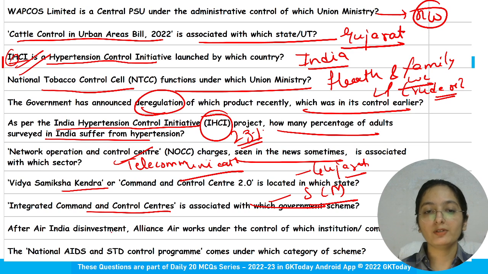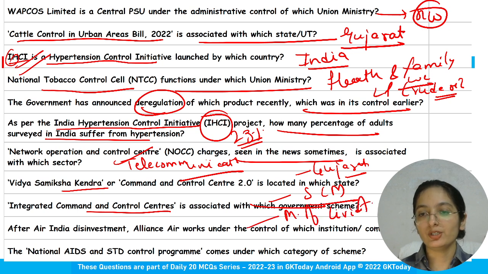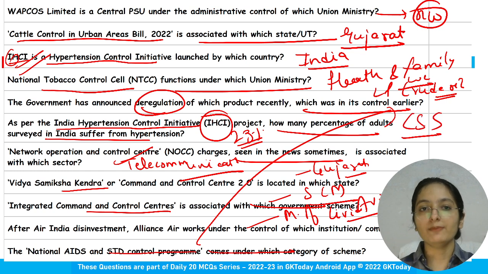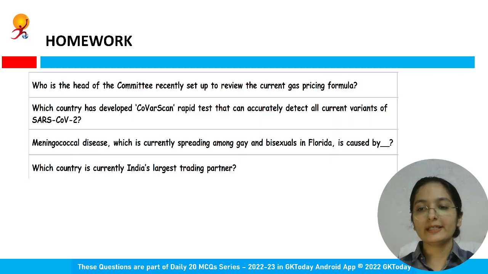After Air India Disinvestment, Alliance Air works under the control of which ministry? Ministry of Civil Aviation. And the last question is, National AIDS and STD Control Program comes under which category of scheme? Centrally sector scheme. So here is your homework. I expect the answers from each one of you in the comment section.